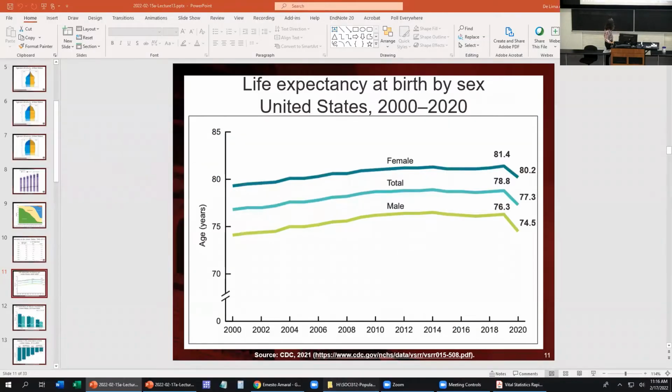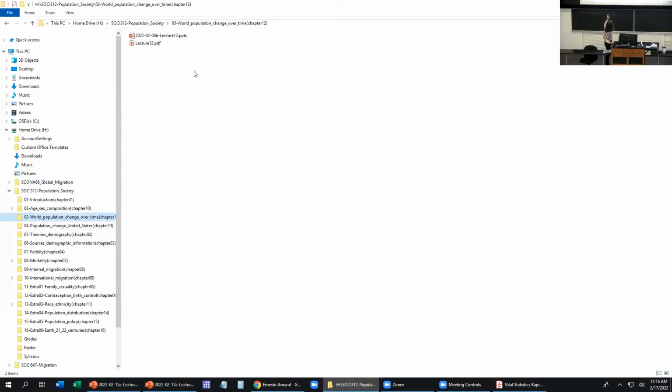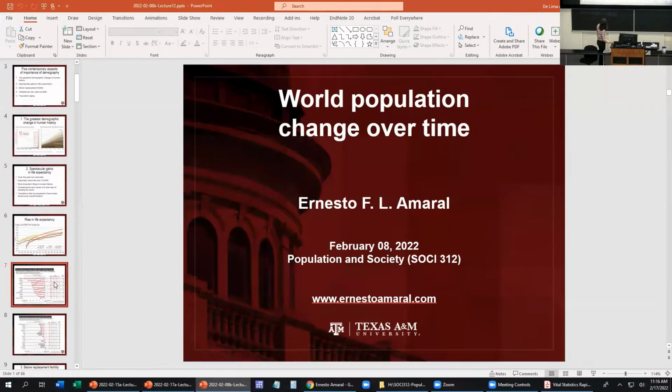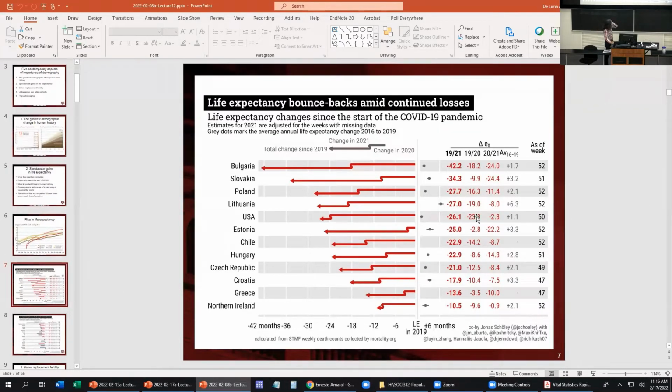1.5 or 2 years. If you just go back to that lecture, where we were talking about world population change over time, let's just go back to that graph. The improvements in life expectancy at birth that we were experiencing these last years were not so pronounced because it was improving, but not as much. So this is exactly what I was telling you. Between 2019 and 2020, according to estimates from Jonas Schöley, life expectancy in the US dropped by 24 months, 2 years, right? And by an additional 2.3 months between 2020 and 2021. And you see, this number here is how much life expectancy had improved every year between 2016 and 2019. So this number here for the US right here is 1.1.